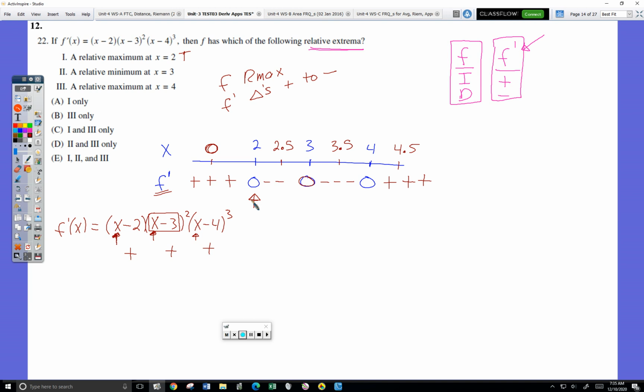Oh, 2 is true as well. Because right here, F prime is changing. Oh, that's not true. My bad. It's false. And then 4 is the relative minimum on F. So item 1 is the only one.